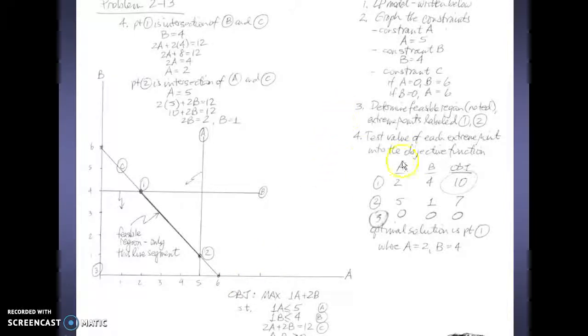All right, let's plot constraint C. 2a plus 2b equals 12. Pretty easy. A equals 0, b is 6. B equals 0, a is 6. Plot those 2 points here, 6 and 6. Connect them, and that's constraint C.